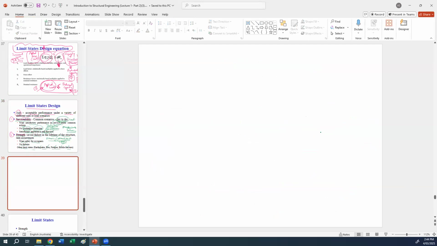What are the types of loads we mentioned earlier? For example, we have dead loads and live loads. So for the serviceability limits, I will give the symbols: G for dead load and Q for live load. We will know that later, after this explanation.